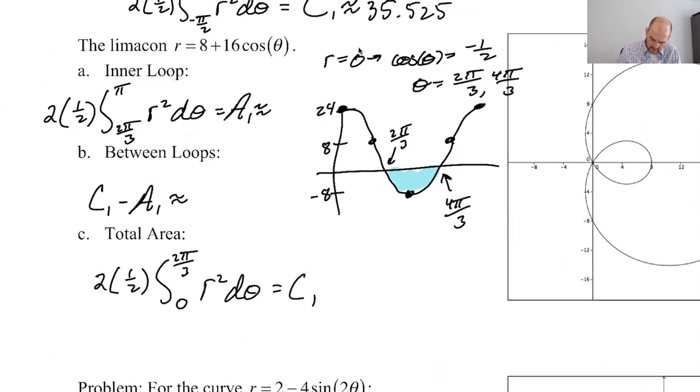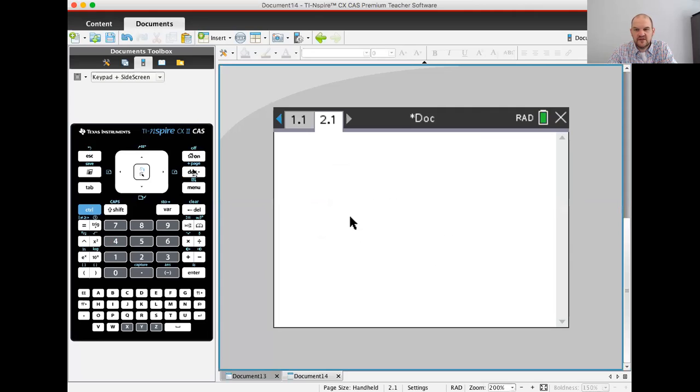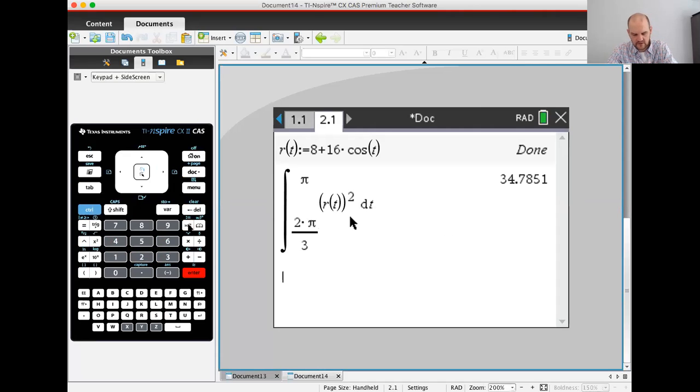All right, calculator, let's do it. Switching to the calculator. Step 1: I'm going to do a new problem, Doc 4.1, calculator page. Definitely in radians. Gotta be in radians. Store your functions: r of t equals 8 plus 16 cosine of t. All right, so 2 times 1/2 is just gone, so I'm not going to type it. Integral from 2 pi over 3 to pi of r of t squared dt, decimal.